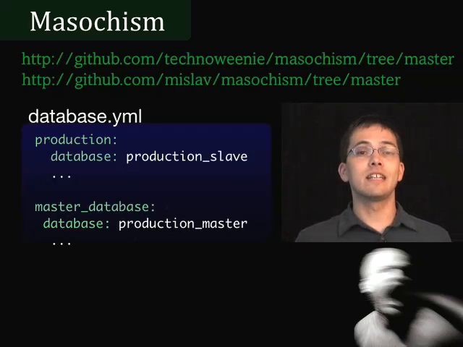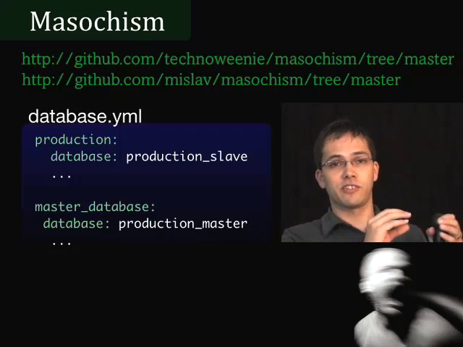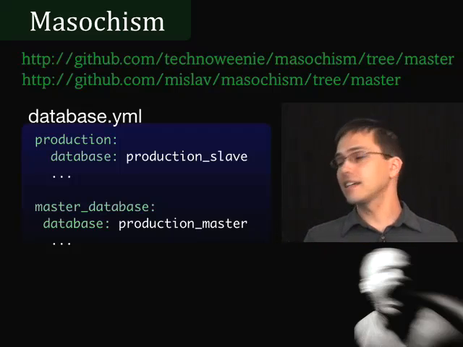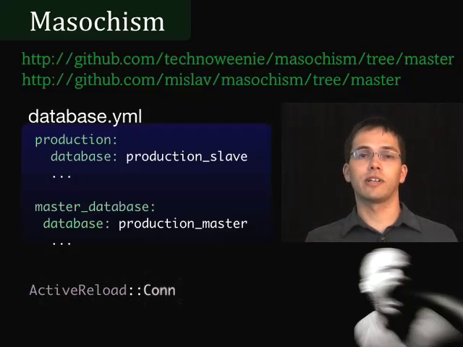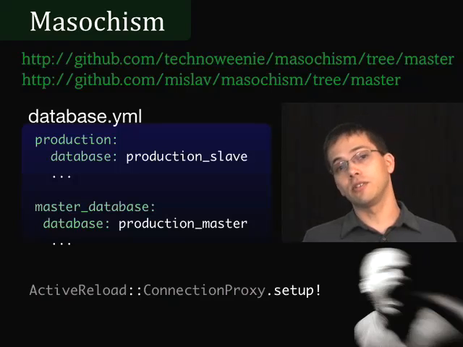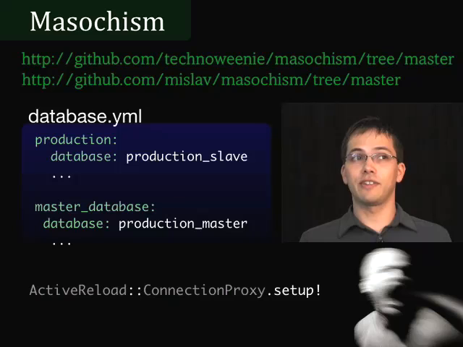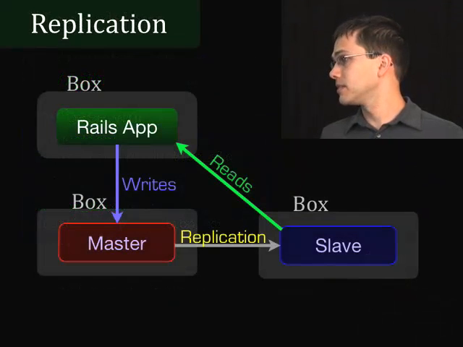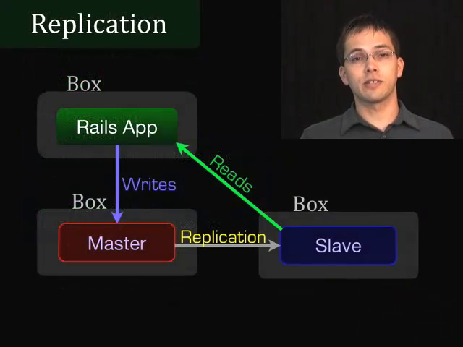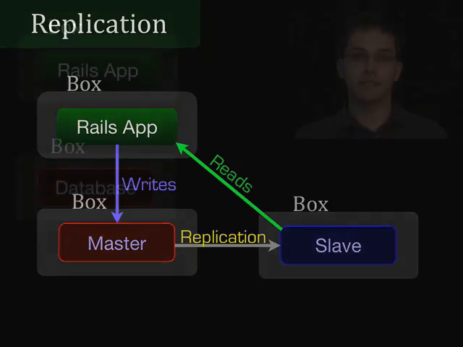First, we edit our database.yaml file to tell it this is where the master database is, this is where the slave database is. And then secondly, we have to add this line of code somewhere, either in our application.rb or an environment.rb, which tells Active Record to use this database proxy. Once we have that configured and everything going with replication, well, that's about it. We can start running our Rails app using replication, and now we can get much more throughput with our database.